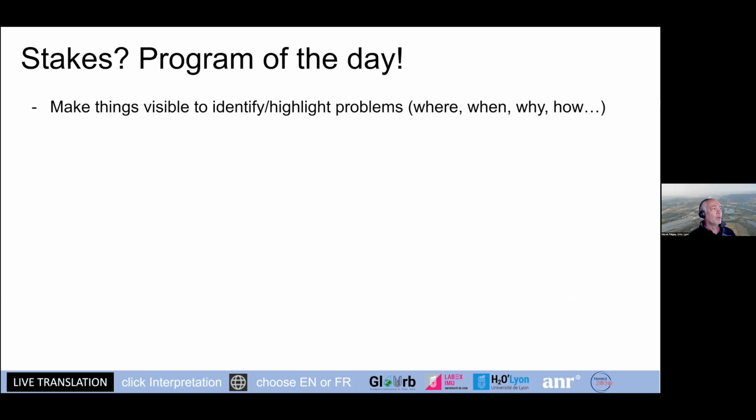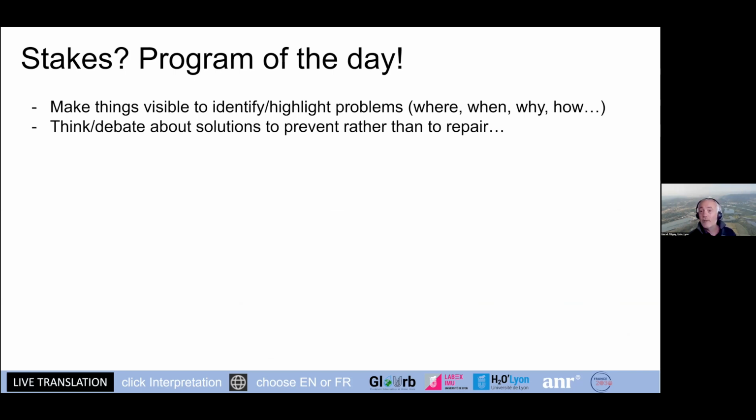We'll try to see if we can make visible things which are not visible, understand what's going on at the scale of the globe, when, where, why, what are the drivers among all the threats, and how this change is taking place. Then the idea will be to discuss, to think, to maybe open a discussion, and this is the purpose of our meeting today, to discuss solutions, possibly to prevent rather than to repair. As we say, when you get to the stage of repairing, you never restore the initial situation. What has been lost is lost forever.